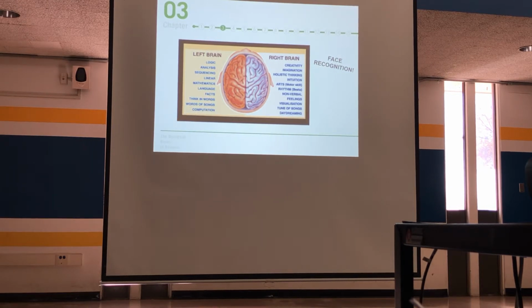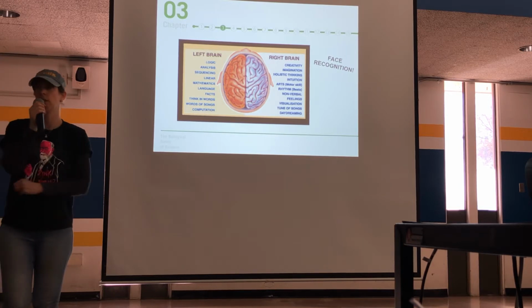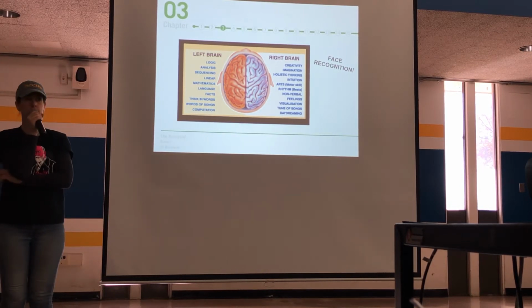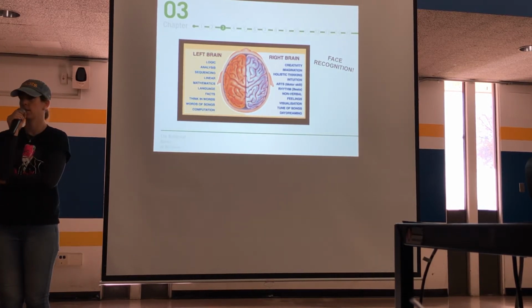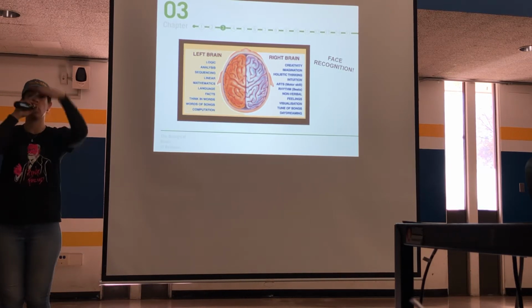Right brain versus left brain. I'm going to give you a function. You're going to tell me what side of the brain. Language. Left. Logic. Left. Creativity. Right. Good. Math. Left. Facts. Left. Good. Holistic thinking. Right. Parts is left. Holistic, whole is right.